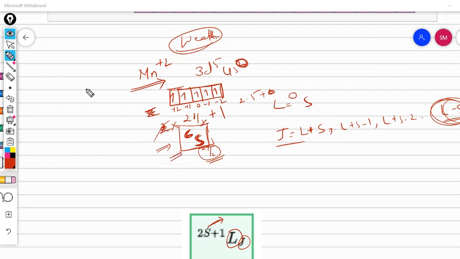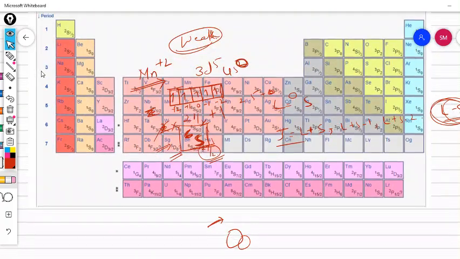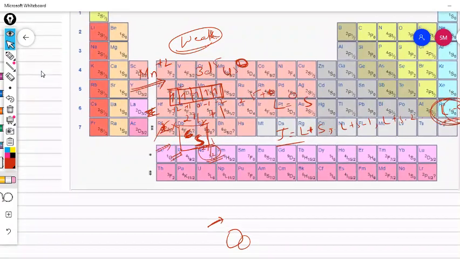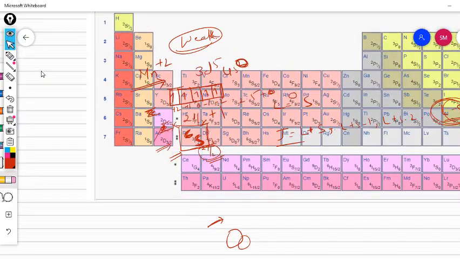Now we'll cross check manganese in the plus 2 condition. The J value is 2.5, that is 5 by 2. You can apply the same method for all the elements and all the configurations, and you can cross check. I hope you understand.